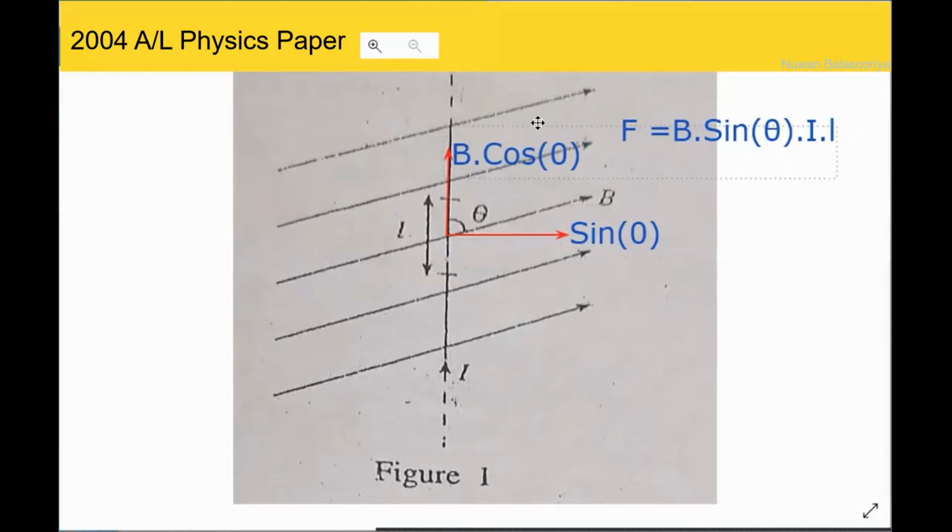I would like you to write the answer as well as draw the figure. If you draw this figure, it will be easy for you to understand the answer. Write the answer, draw the figure and mark the two magnetic field components like this. Start.